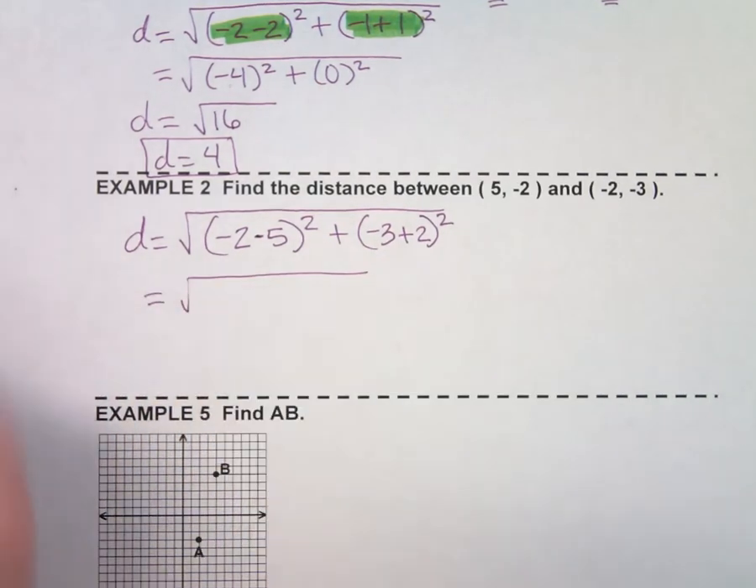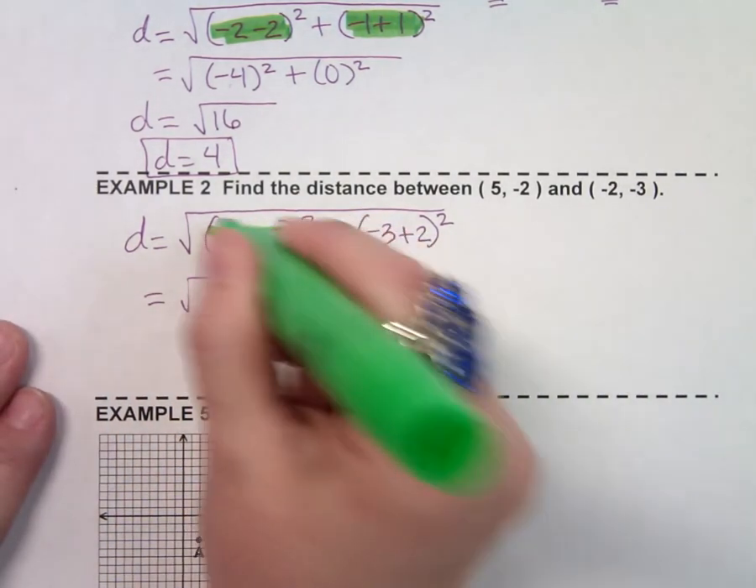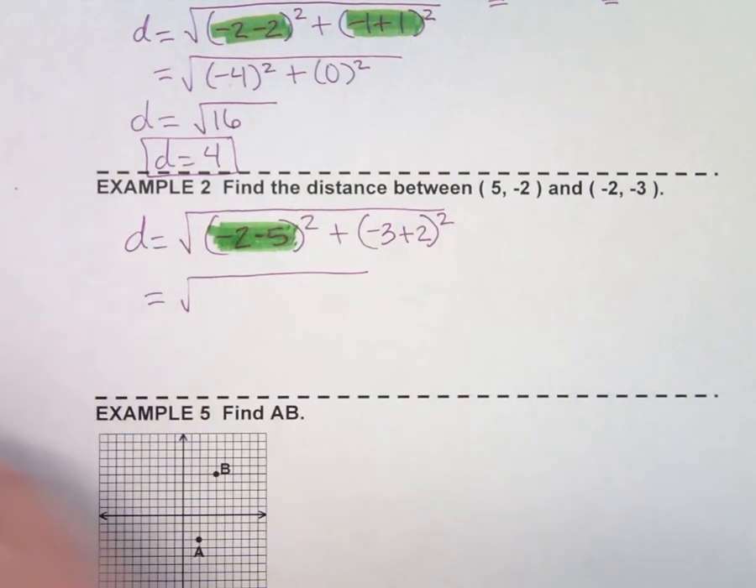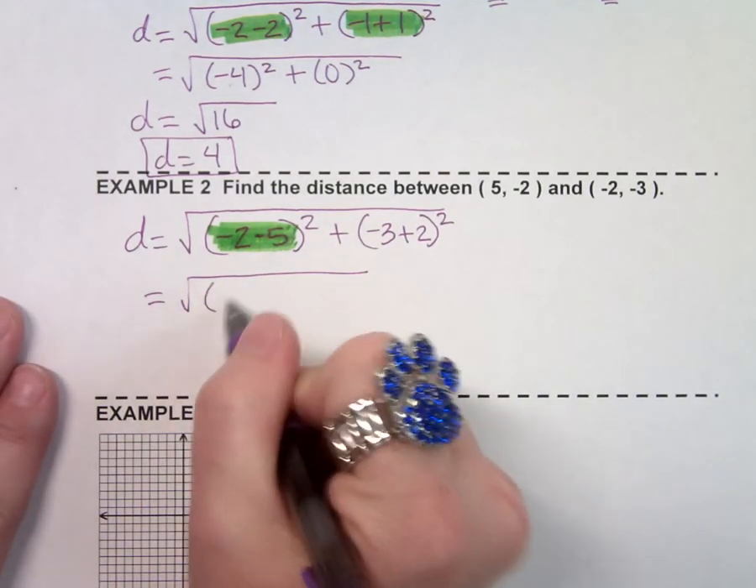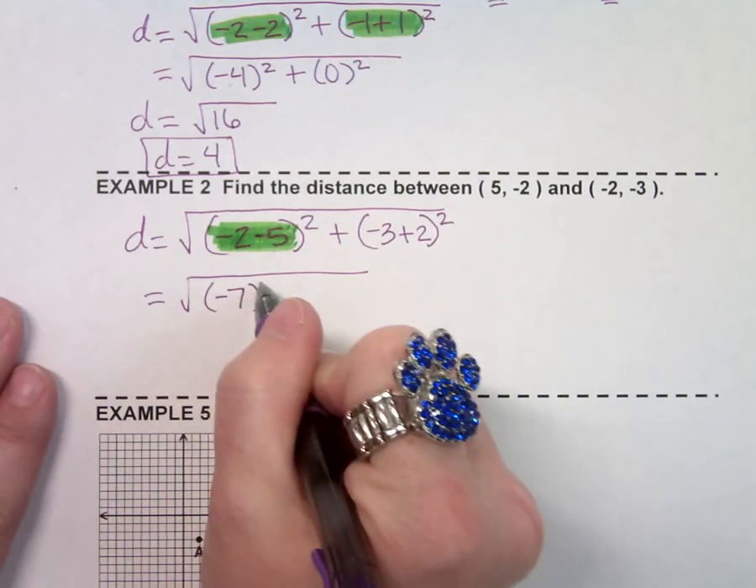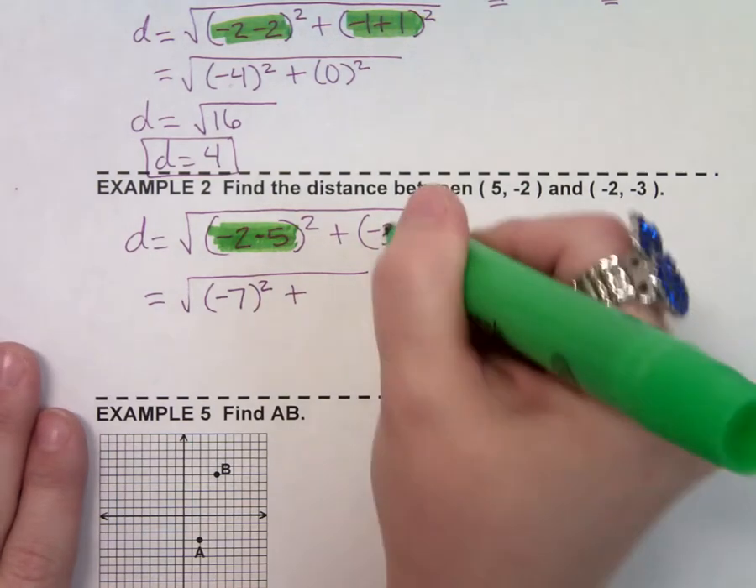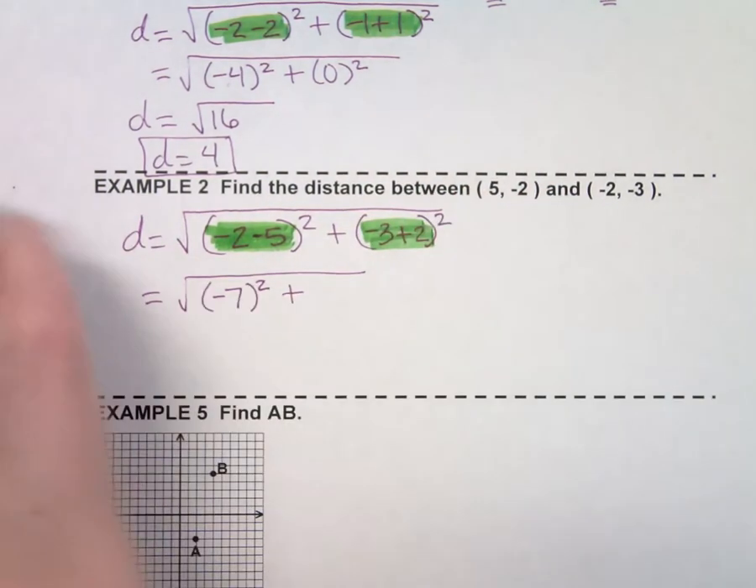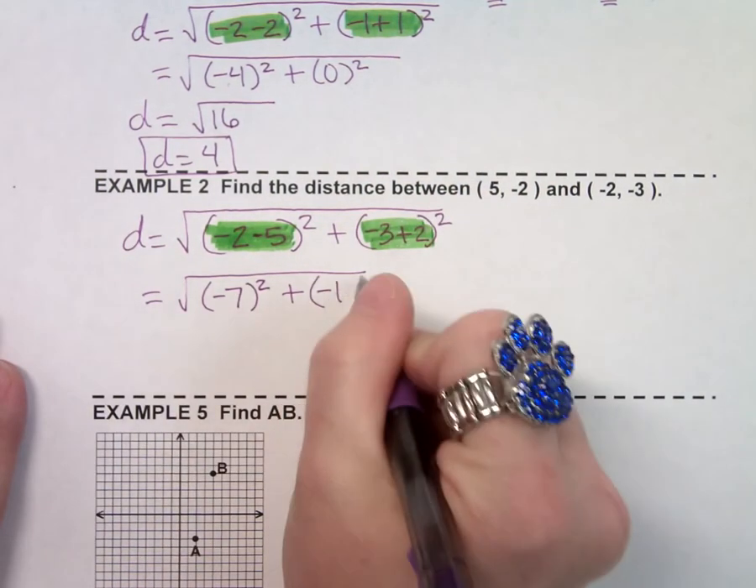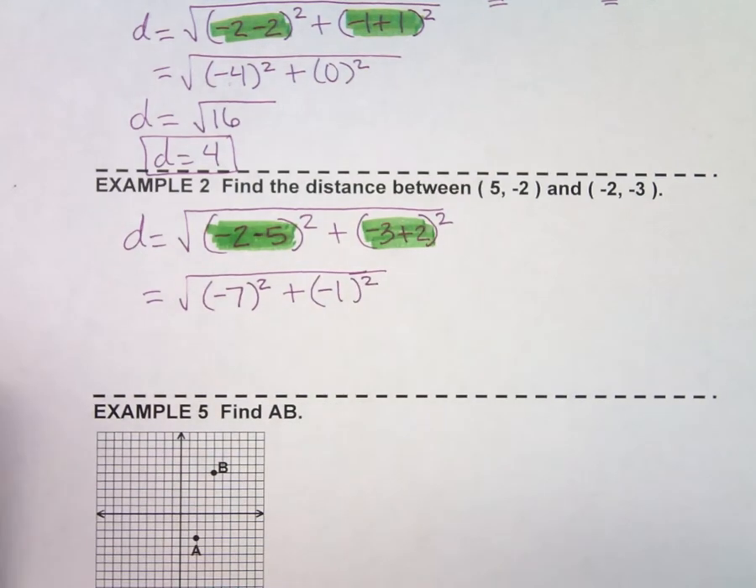Okay, so the next thing I want to do is work out what's in the parentheses right here. How much is -2 minus 5? -7. I'm going to put it back in parentheses with the squared on the outside. In the other set of parentheses, what's -3 plus 2? -1. I'm going to put that back in parentheses and put the squared on the outside.